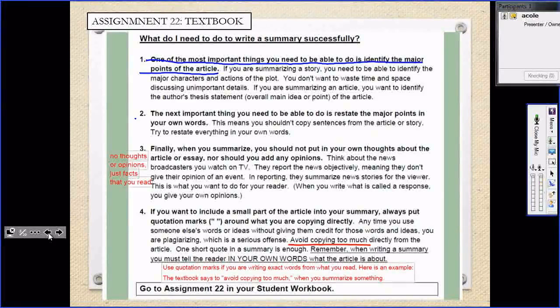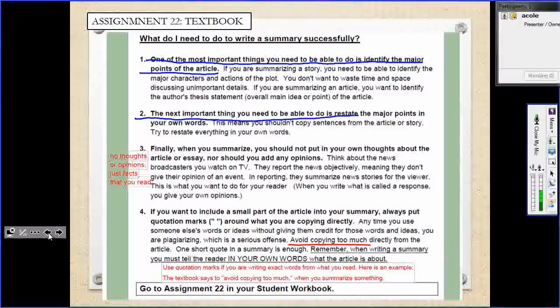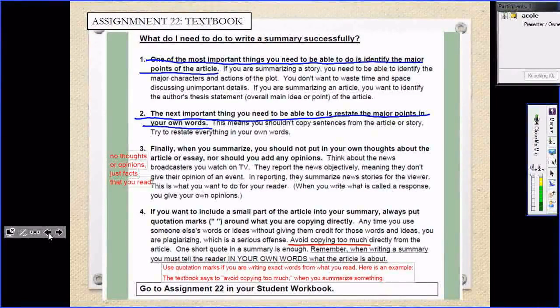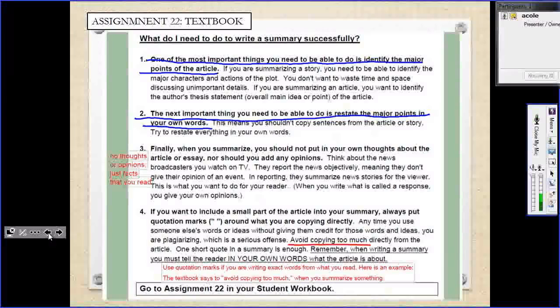And then number 2, the next important thing you need to be able to do is restate the major points in your own words. So when you fill out number 2, you're going to say this, but you're going to say it in your own words, right? So you might say something like, tell people the most important information using your words. Something like that.